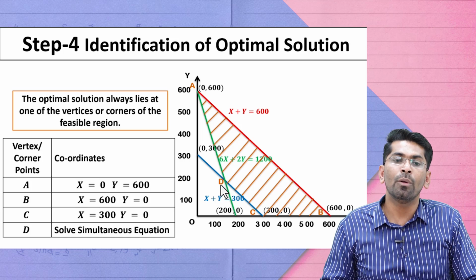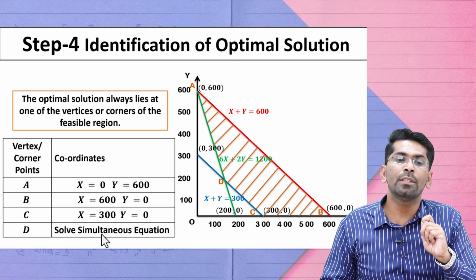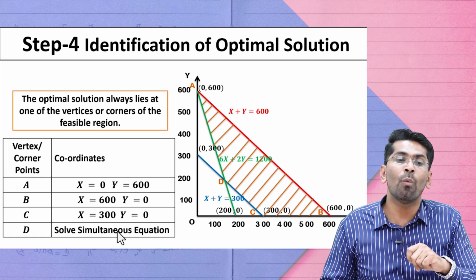At this particular point, we have to find the solution of the intersection of these two constraints, that is one is 6x plus 2y which is equal to 1200 and another one is x plus y which is equal to 300, because these two lines are intersecting. So we have to solve these two equations simultaneously, because we have two unknown variables here, that is x and y, and we have two equations as well. So if you find the solution for this given simultaneous equation, that will give the point of x and y at the point D.